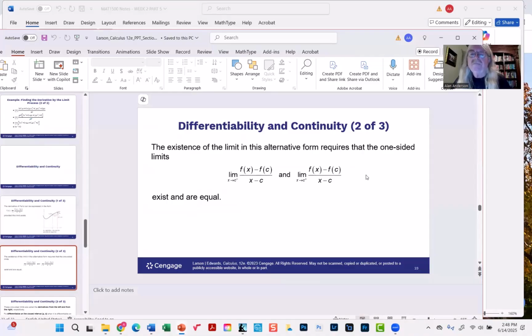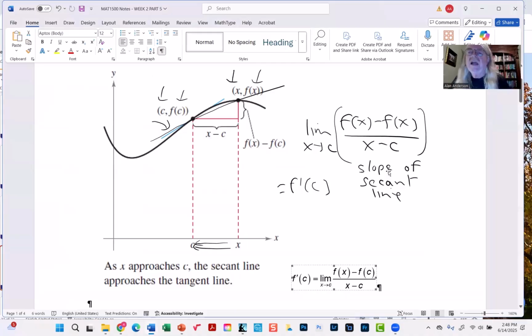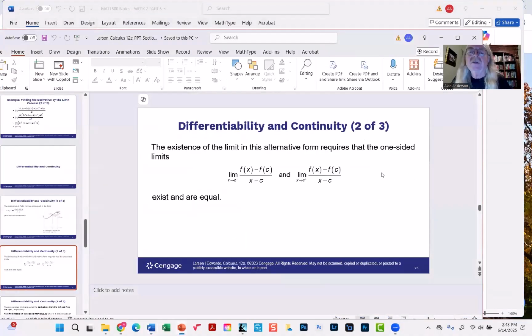Now, of course, if we came from the opposite direction, we'd have to have the same result. Otherwise, we would not be able to find the derivative if this isn't the same coming from both directions. You can see what they've done here. They've got the limit as x approaches c from the left and the right.